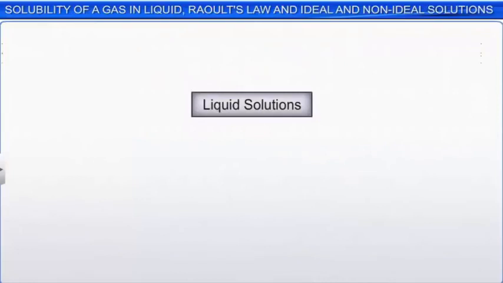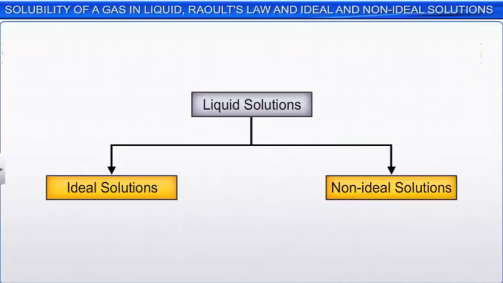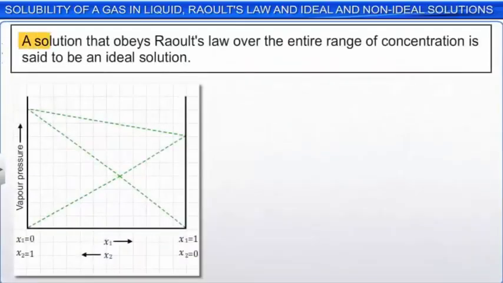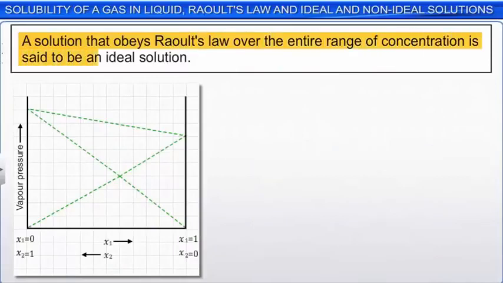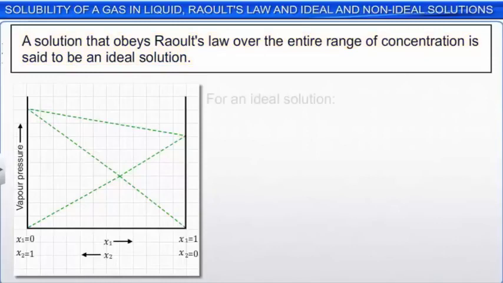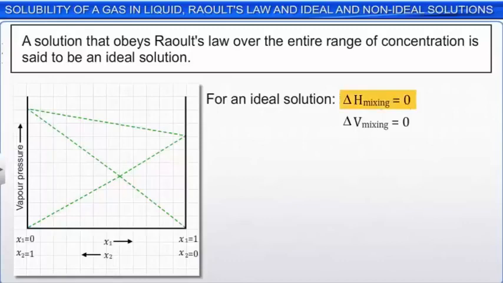On the basis of Raoult's law, liquid solutions can be classified into ideal and non-ideal solutions. Let us first discuss the ideal solutions. A solution that obeys Raoult's law over the entire range of concentration is said to be an ideal solution. For an ideal solution, the enthalpy of mixing and the volume of mixing of the pure components are zero. This implies that no heat is evolved or absorbed, and also there is no change in volume on mixing of the two components.